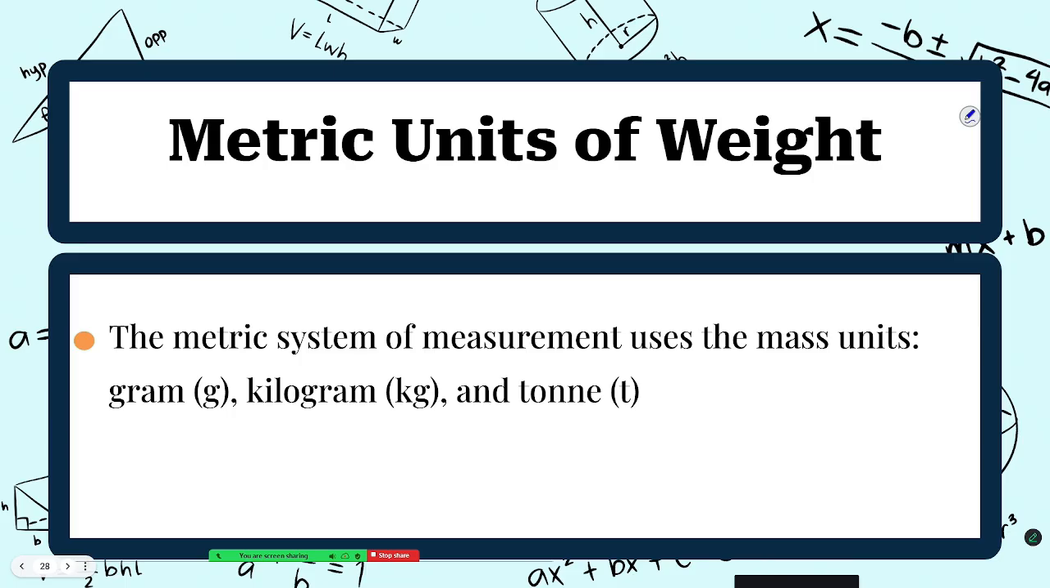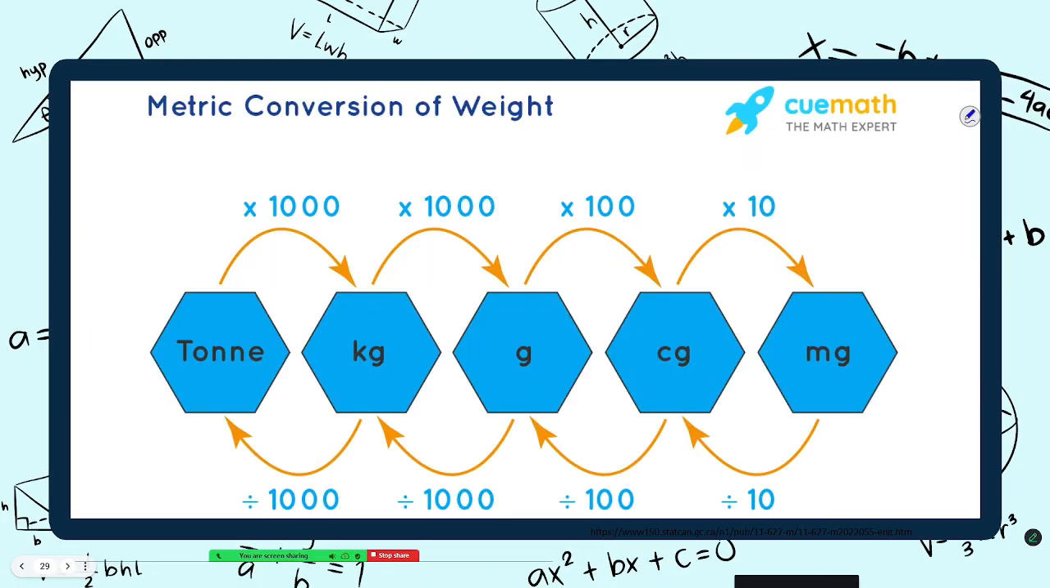Let's look at metric units of weight. The metric system of measurement uses the mass units. So here we have grams that we were talking about, kilograms, and ton. We got into it yesterday. We know that this is the metric system of measurement for mass. Much like yesterday's graphic, we have here the conversion of weight in the metric system. Remember, it's based on units of 10.